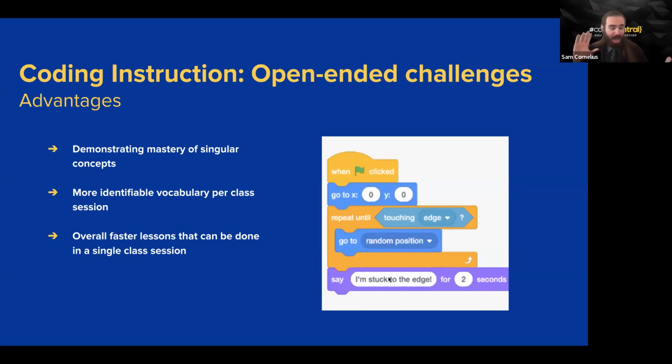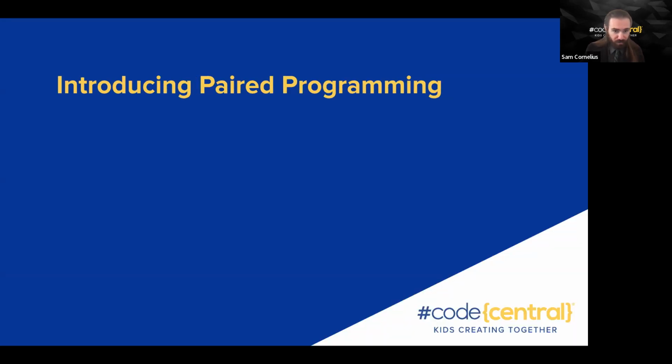Now, both are very good at what they do when it comes to introducing concepts, and there is no one right way. You can use just step-by-step, you can just use open-ended, or you can use a mixture of both, whatever works best for you. Now let's talk about how it applies to paired programming.